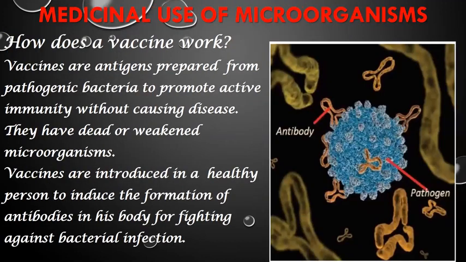How does a vaccine work? Vaccines are antigens prepared from pathogenic bacteria to promote active immunity without causing disease. They have dead or weakened microorganisms. Vaccines are introduced in a healthy person to induce the formation of antibodies in his body for fighting against bacterial infection.